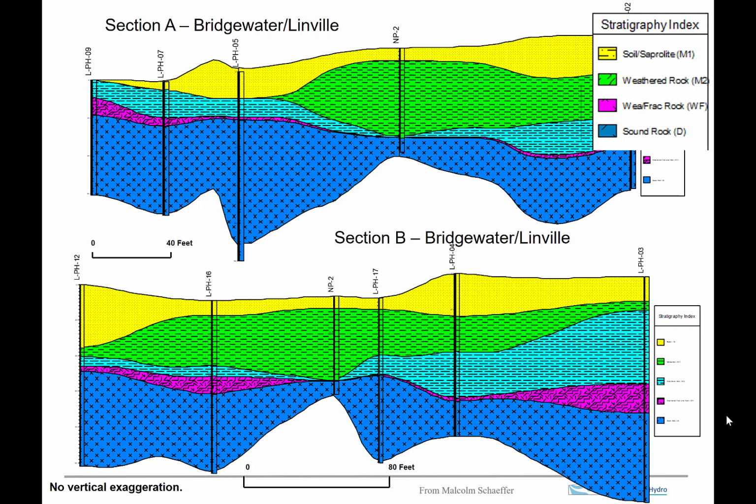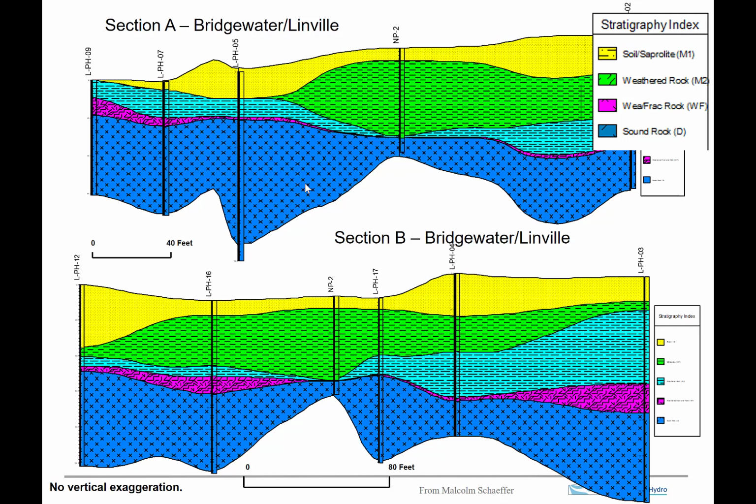Another aspect of the geology in the Piedmont is the distribution of the different units. Now, keep in mind that the units that we've been looking at are all varying degrees of weathering of underlying parent rock. And so these are determined from drilling, and you can correlate between the boreholes and come up with what the structure is like.